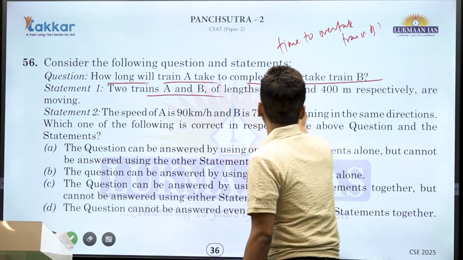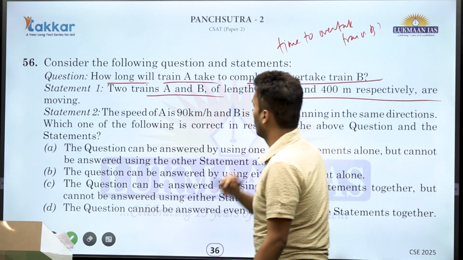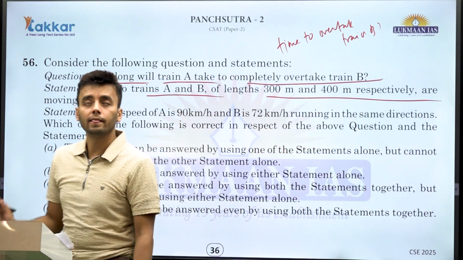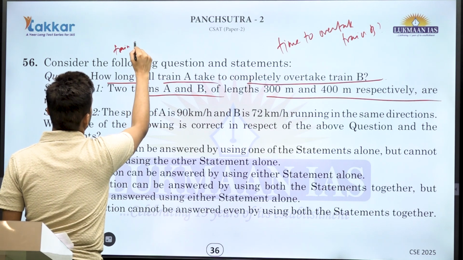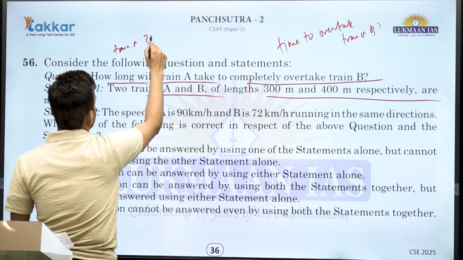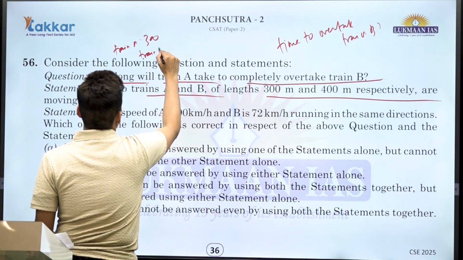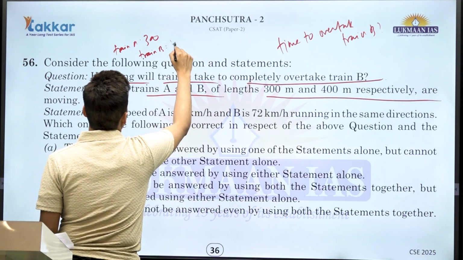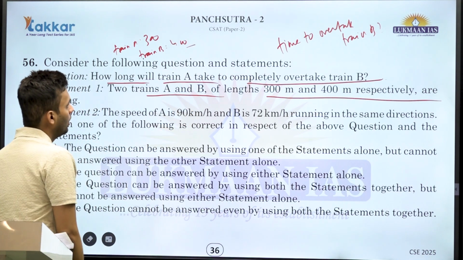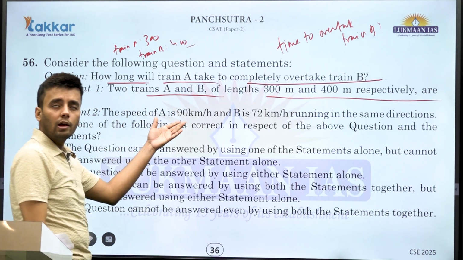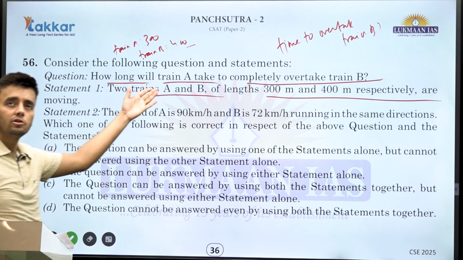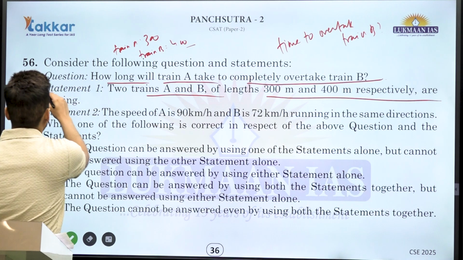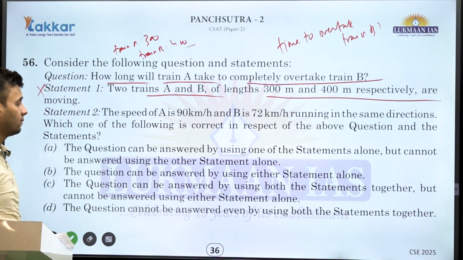Now let's see the first statement. Two trains A and B of lengths 300 meters and 400 meters respectively are moving. So here we are given the length of the trains. Train A is 300, train B is 400. We are just given the length, but we are not given the time. How can we deduce the time? Because the main demand of the question is to find the time. So statement 1 is not enough.